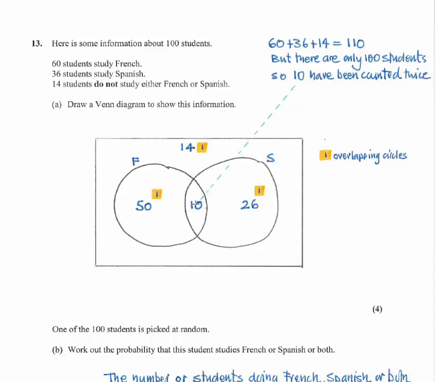Okay, so where do the marks come from? You get 1 mark for a pair of overlapping circles. You get 1 mark for putting 14 outside. You get 1 mark for 26, because if 10 is there, 26 do Spanish but not French, to add up to make 36. And you get 1 mark for the 50, because if 10 do French and Spanish, then 50 remain who just do French. And this number adds up to make the 60. You don't get a mark for the box on the outside. It's good to do it, but if you haven't done it, you won't lose a mark.